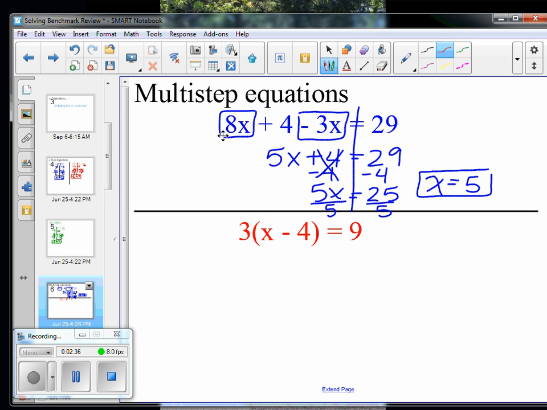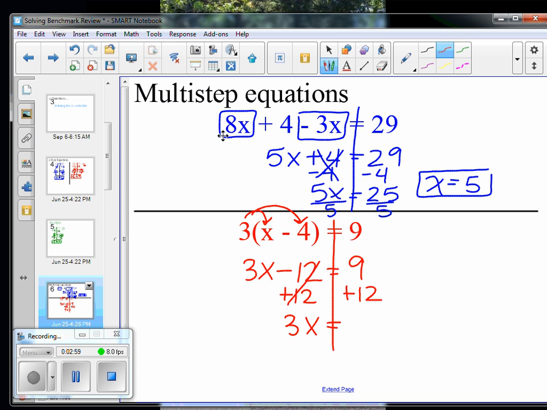All right, and then they go through the ones that have the distributive property. So we're going to distribute. So we're left with 3x minus 12. 3 times x is 3x. 3 times negative 4 is a minus 12. And then the 9 is still there. Draw on your line. To get rid of the 12, we add, just like before. This is now a two-stepper. You're left with 3x equals 9 plus 12 is 21. And our last step is to divide by 3. Divide by 3. Our final answer is x equals 7.